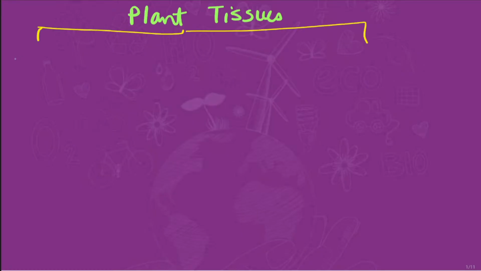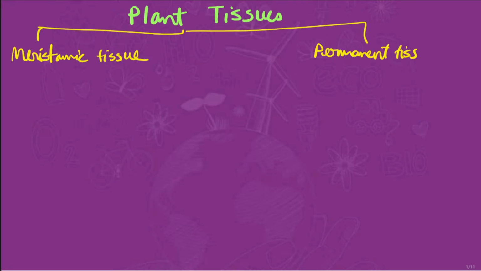Hello everyone. In this class, we will discuss the simple and complex tissues. Plant tissues: meristematic tissue, permanent tissue. The permanent tissue can become secondary meristematic tissue also by the process of de-differentiation.